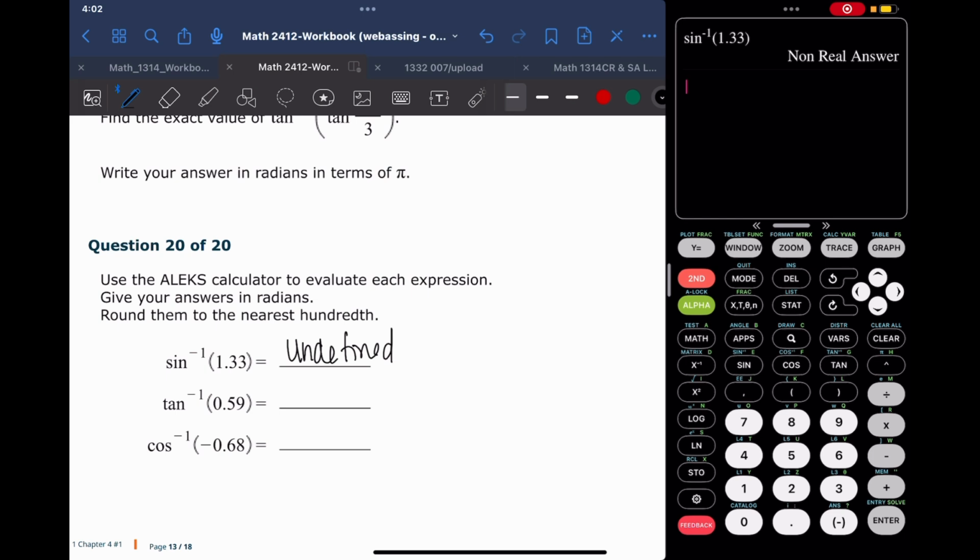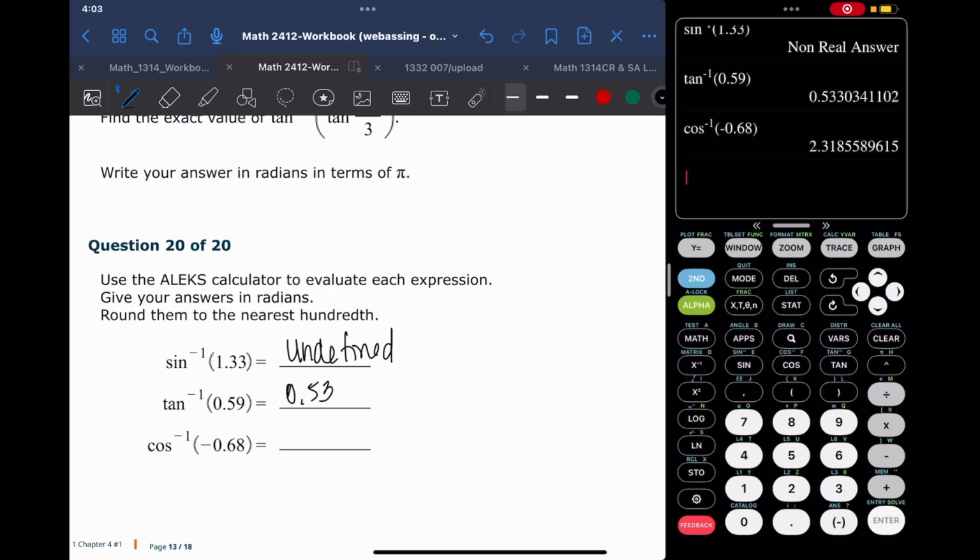And then second tan, 0.59. So this is 0.53. And then second cosine, negative 0.68 is going to be 2.32.